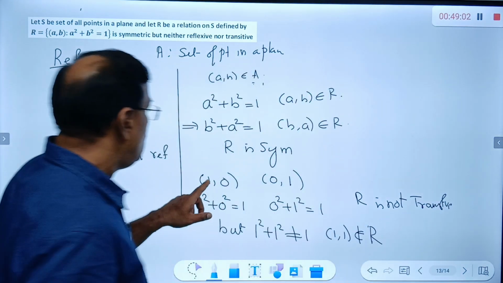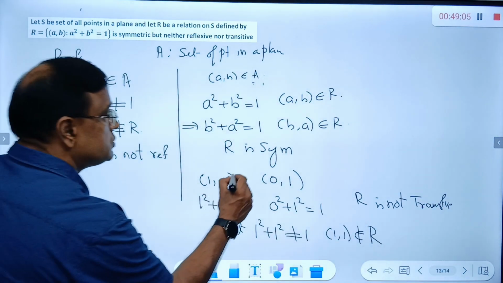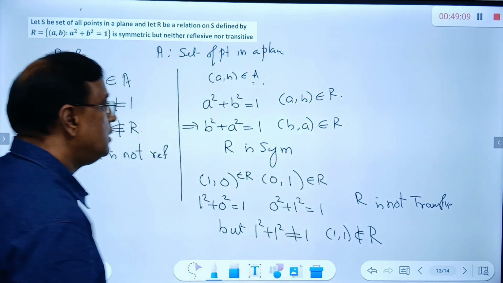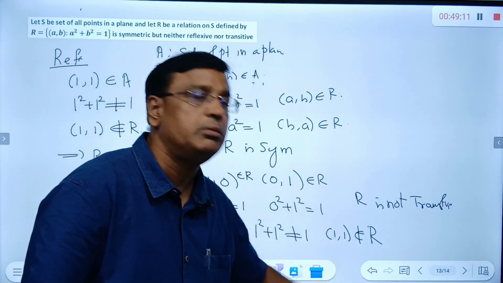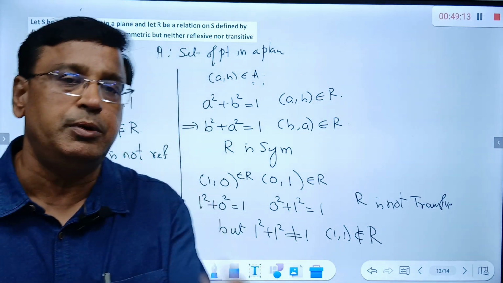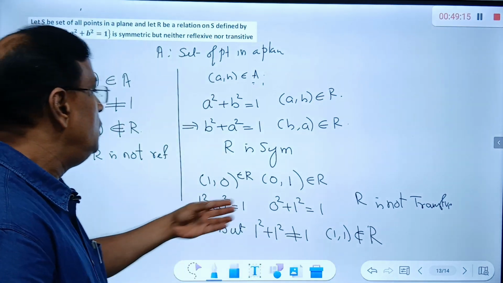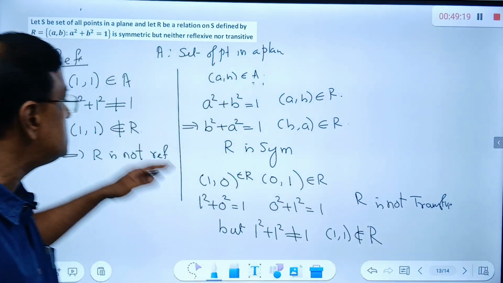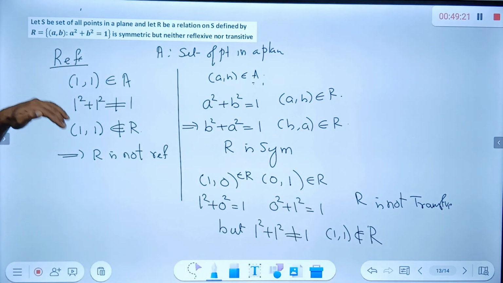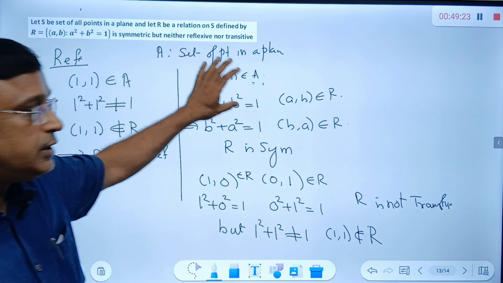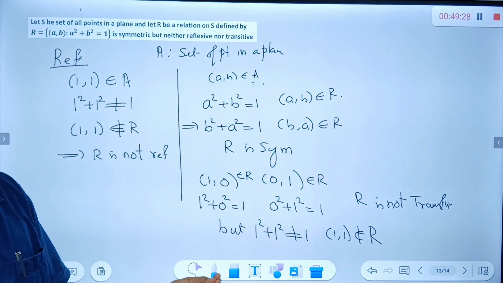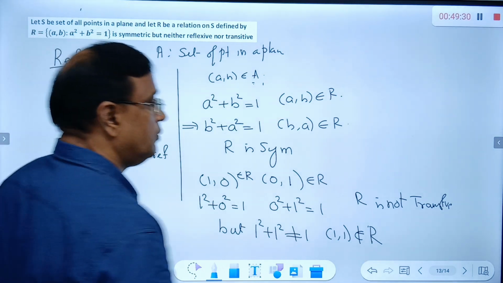Correct? See, (1, 0) belongs to R. (0, 1) belongs to R. But (1, 1) does not belong to R. A very simple example to demonstrate that it is not transitive. So this is an example of a relation which is not reflexive, but it is definitely symmetric, but it is not transitive. Very simple questions, but you need to think for these problems.